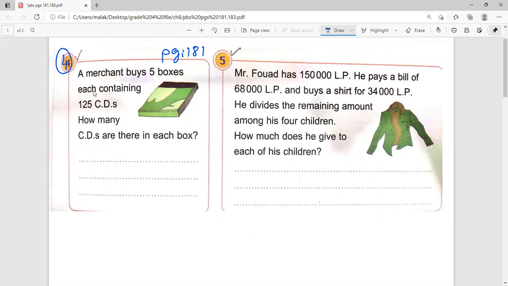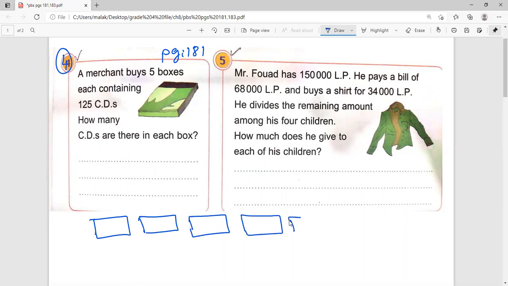Let's read the problem 4. A merchant buys 5 boxes, each containing 125 CDs. How many CDs are there in each box? In order to solve any problem, first step, we are talking about what? We are talking about a merchant, a man who buys what? CDs. He buys 5 boxes. So how many boxes do we have? 5. I will draw a figure. 1, 2, 3, 4, and 5. 5 boxes, each containing 125 CDs.